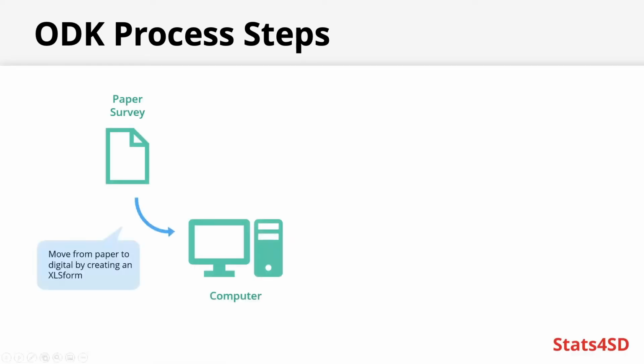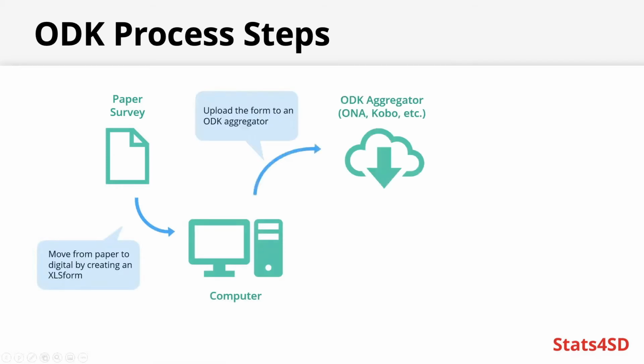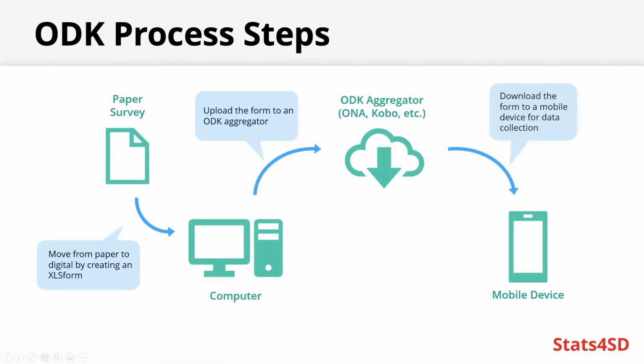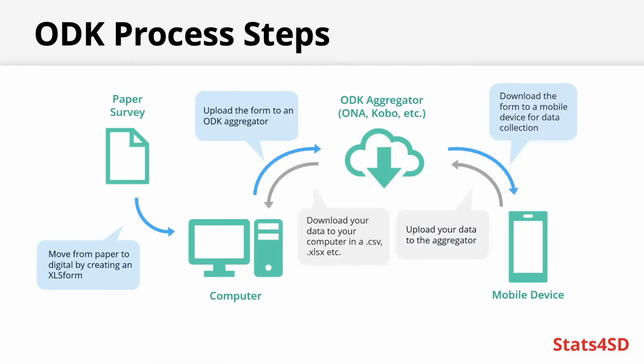Of course, in previous presentations, I have shown how ODK is a system of moving from a paper survey to your computer by creating a digital survey, which is uploaded to an ODK aggregator, from which you download that form to a mobile device in order to collect data. You then upload this data back to the ODK aggregator before finally downloading it back onto your computer for analysis or reporting or whatever your purpose is.